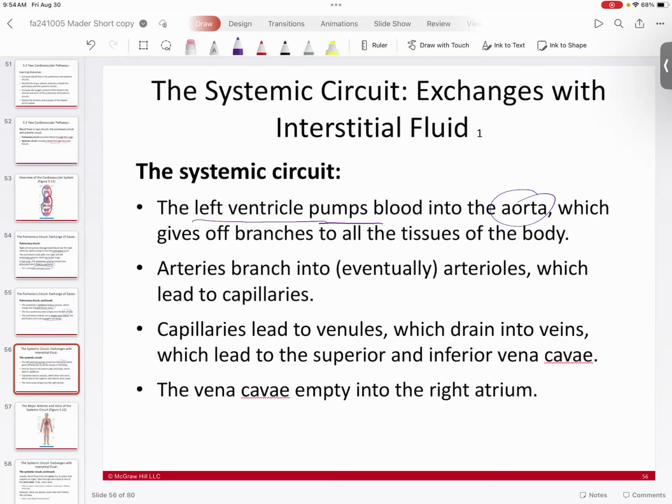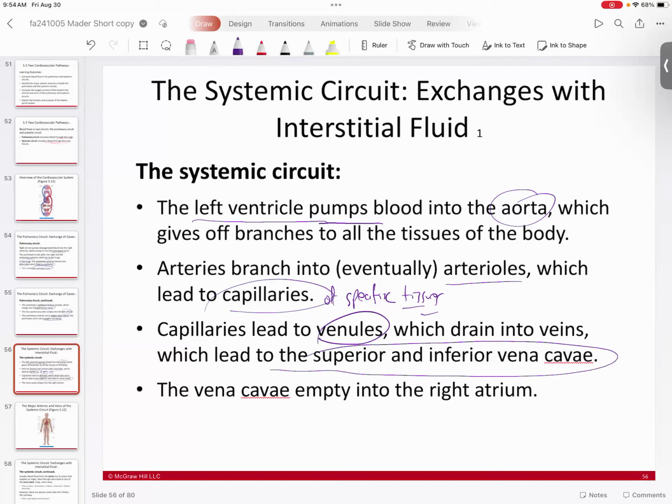And then it'll branch eventually into the arterioles. It'll go through a few steps, but it'll go into the arterioles, which will then lead to the capillaries of specific tissues. And then from the capillaries, you'll basically get your exchange, and then you'll recollect it into the venules, which will drain into the veins, which will then move up to the superior and inferior vena cava by doing those three mechanisms, right? The valve system, the skeletal contraction system, and also the respiratory pump.